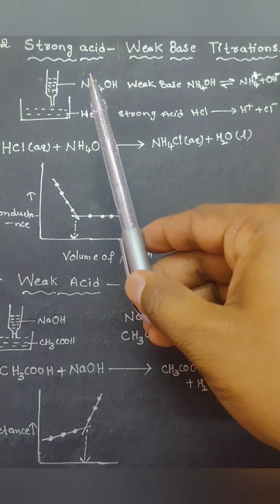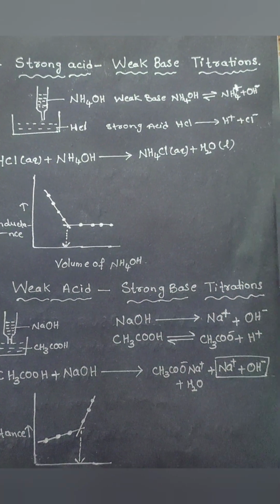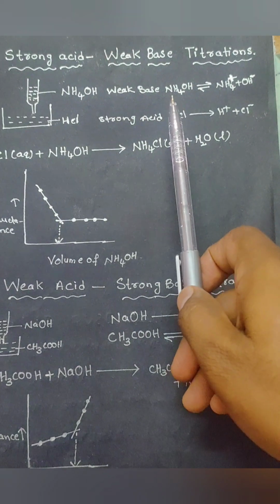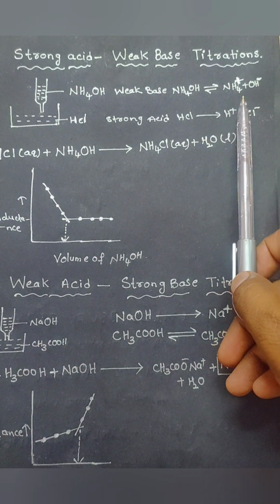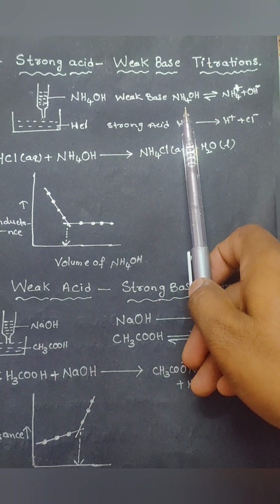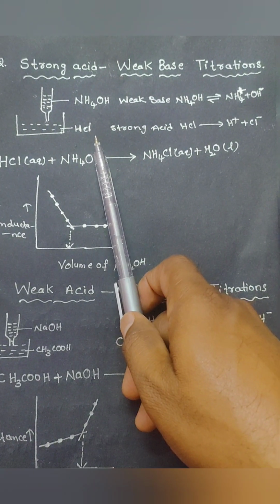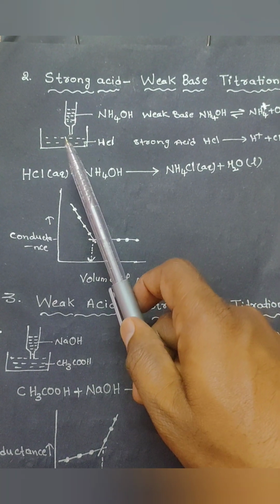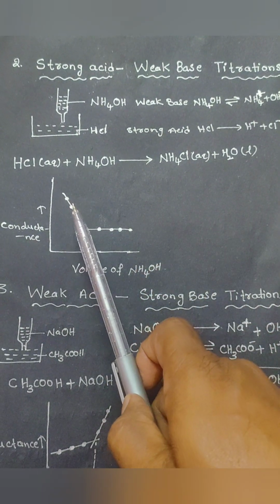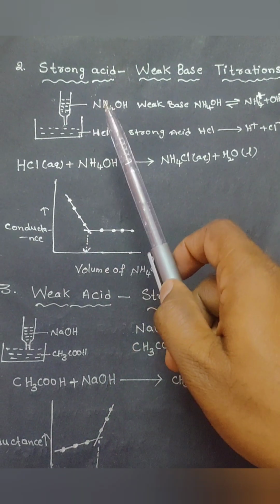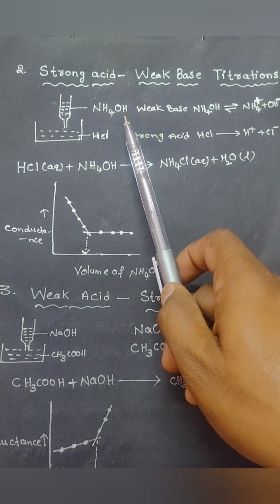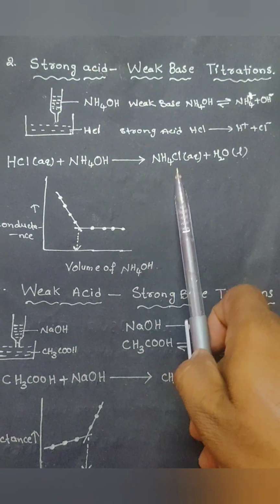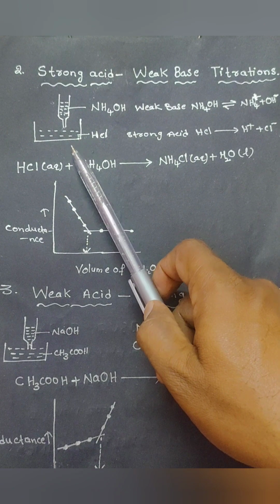Now we discuss the strong acid versus weak base titrations. Here the base is weak, so it does not dissociate completely, and always an equilibrium is established between the dissociated ions and undissociated molecules, and HCl is a strong one. As a result, it completely dissociates and gives H plus and Cl minus ions. So in the beginning, the number of H plus ions is very high. As a result, the conductance or conductivity is also very high, and as we go on adding the ammonium hydroxide, the H plus ions of the HCl react with the base ammonium hydroxide and form ammonium chloride and water. Due to this, the number of the H plus ions gradually decreases.